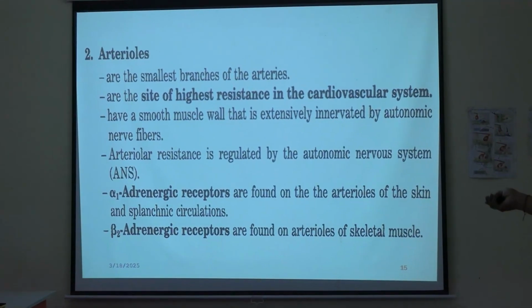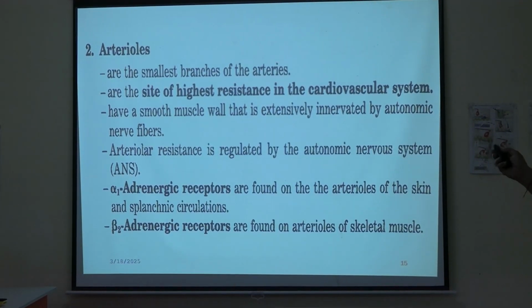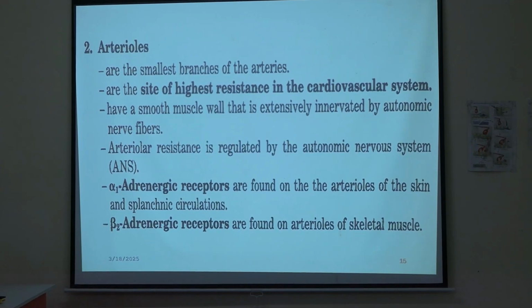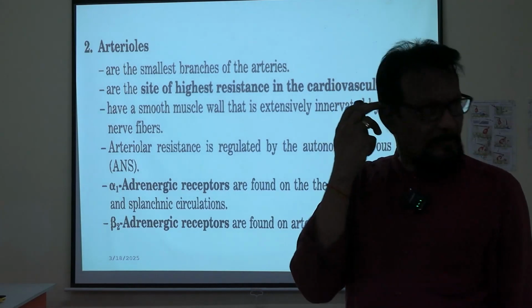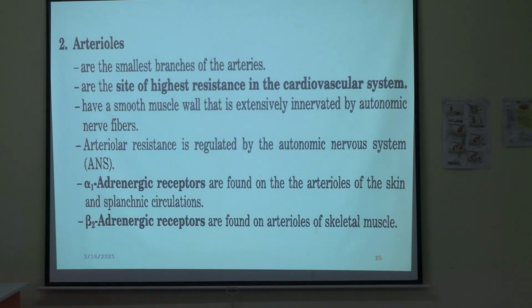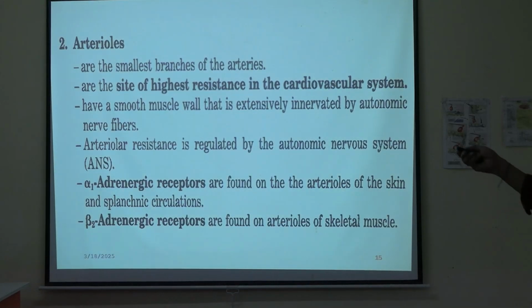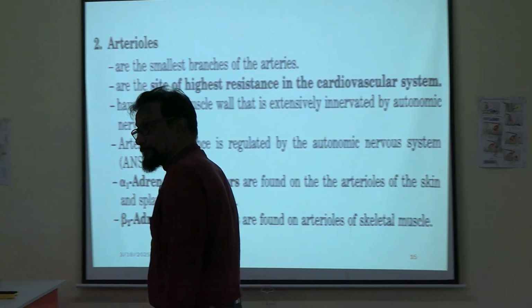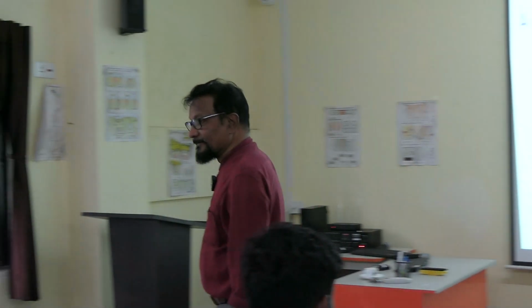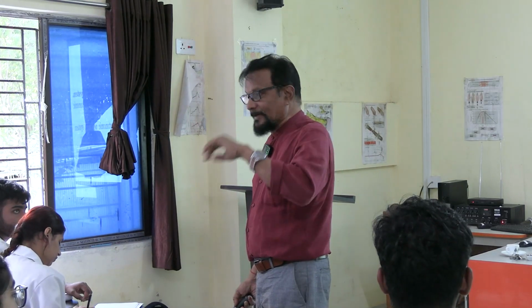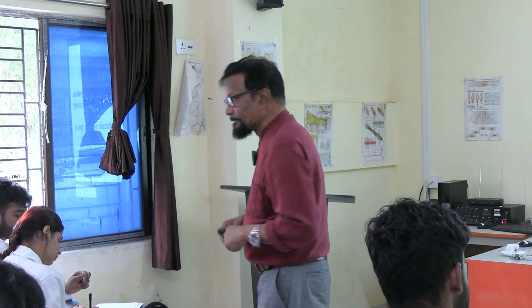These arterioles are also supplied with adrenergic receptors, alpha 1 and beta receptors. I think in biochemistry you are studying this, not yet. These smooth muscle walls are extensively innervated by the autonomic nervous system. So arteries and arterioles are important. They are offering resistance. They can increase the resistance, they can decrease the resistance. By that we can increase the pressure, we can decrease the pressure.